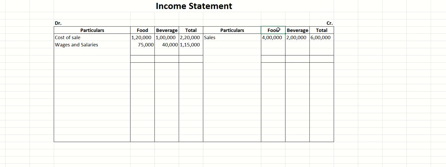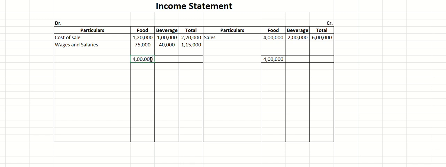We are going to take each column separately: for the foods department separately, for the beverage department separately, and the total separately. Now the foods department, we know the credit side is 4 lakh and the debit side is 1 lakh 95,000, isn't it? Yeah, it is 1 lakh 95,000. So which is the highest, 1 lakh 95,000 or 4 lakh? It is 4 lakh. So the second thing is to write 4 lakh. That is the highest total on both total columns.